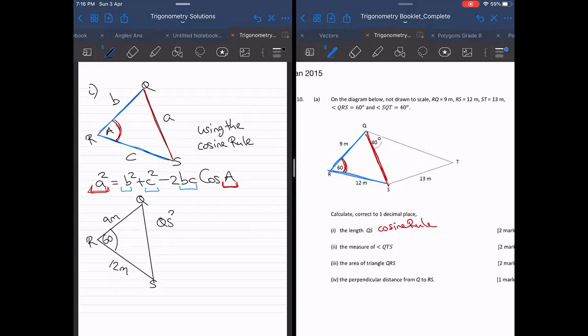Right, so QS squared is equal to 9 squared plus 12 squared minus 2 times 9 times 12 times cos 60. So since I've set it out for you, go ahead and try to work it.